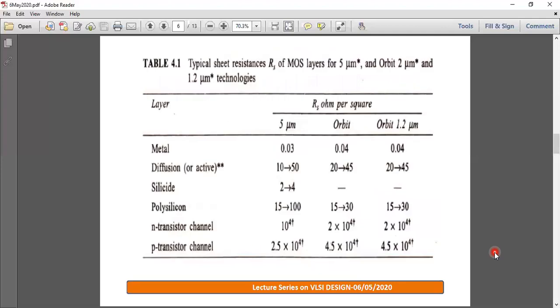So this table lists resistance value for various MOS layers for 3 technologies, for 5 micrometer, for 2 micrometer technology, and for 1.2 micrometer. So metal layer for 5 micrometer, the sheet resistance offered is 0.03, and the diffusion layer offers a sheet resistance of 10 to 50.